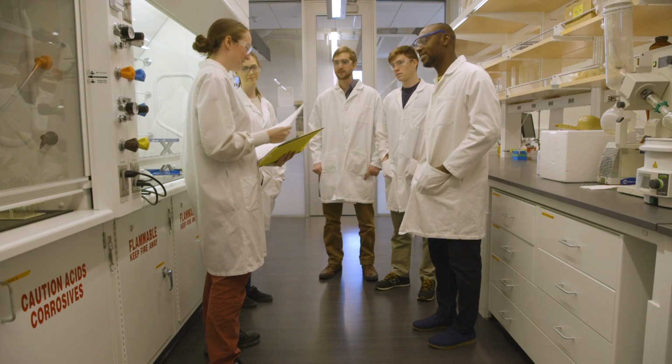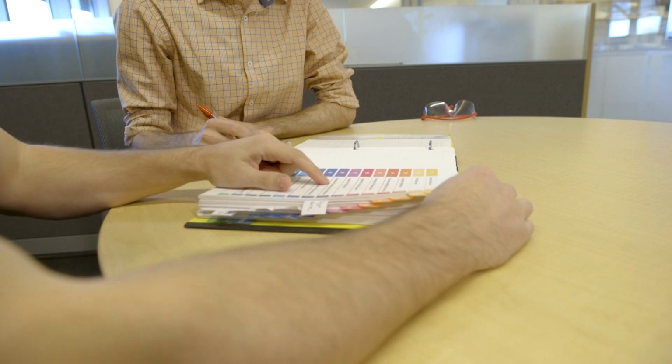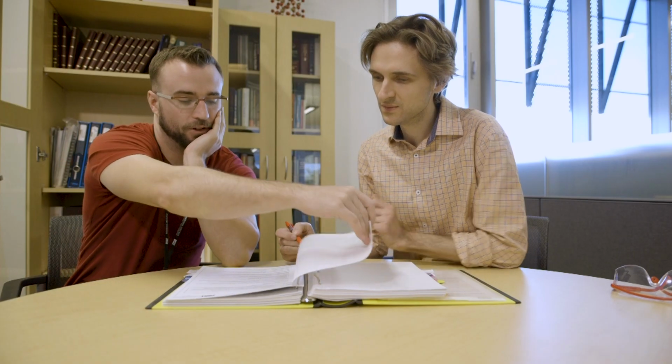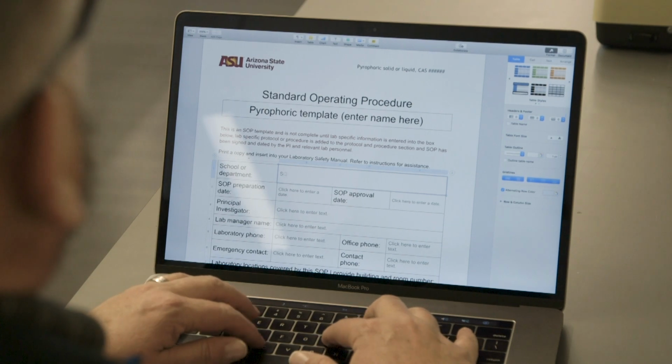A healthy respect for pyrophoric materials is required, and strict procedural practices must be followed through the use of standard operating procedures. This entry-level course provides ASU researchers key elements for safe handling, storage, use, transportation, and disposal of pyrophoric materials. It will assist with the development of a step-by-step SOP for handling solid and liquid pyrophorics in the laboratory. This course must be supplemented with lab-specific training that reflects how each specific substance is handled in your specific laboratory.